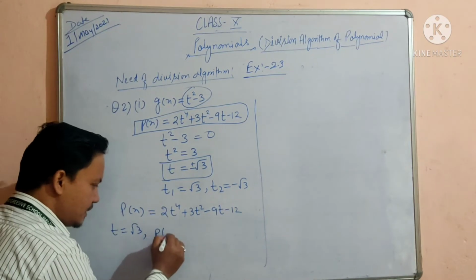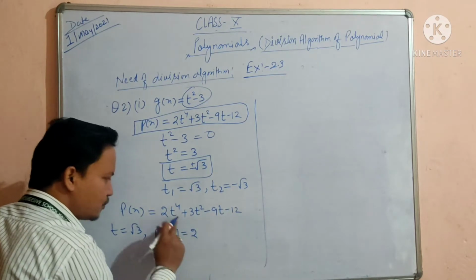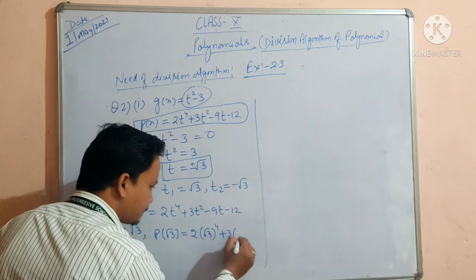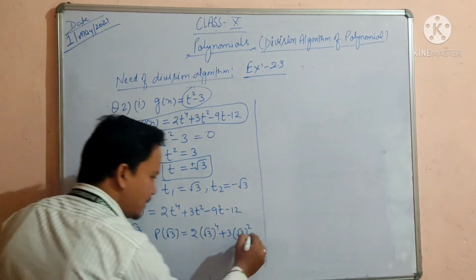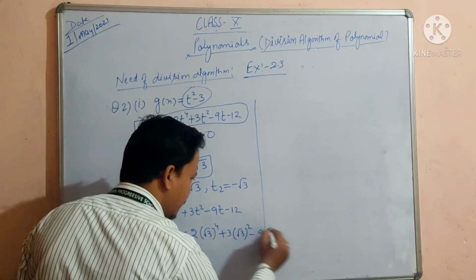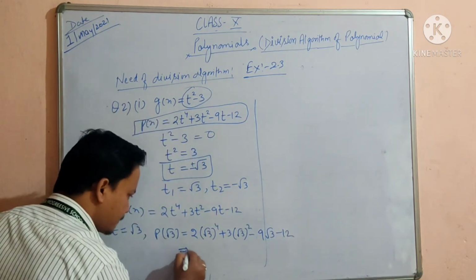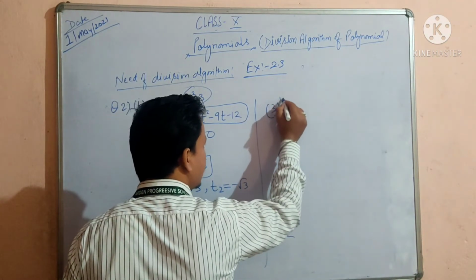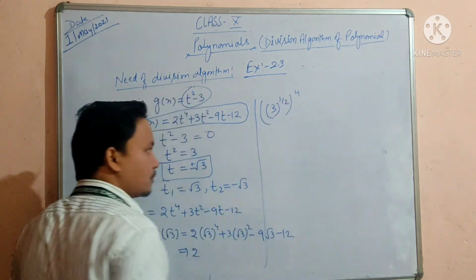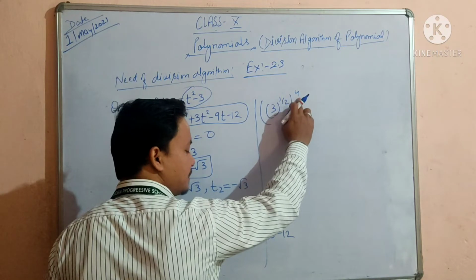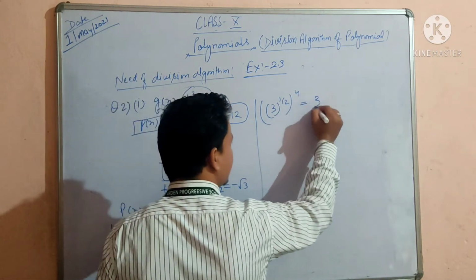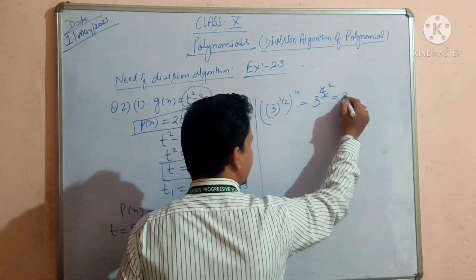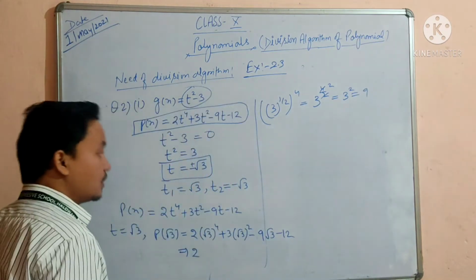So what will we get from here? See, p of root 3 is equal to 2 times root 3 to the power 4 plus 3 times root 3 square minus 9 into root 3 minus 12. Now see, 2 times root 3 to the power 4. See student, root 3 means 3 to the power 1 by 2. Now we are taking power 4. If the base is the same, then the exponents get multiplied. This is the law of exponents. So this will be 3 to the power 4 by 2, on multiplying 1 by 2 with 4. That is 3 square, and this will turn to the value 9.